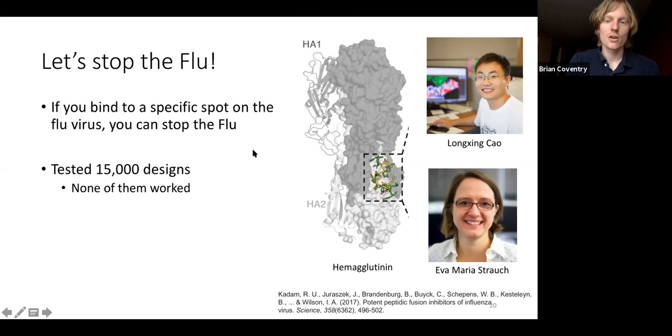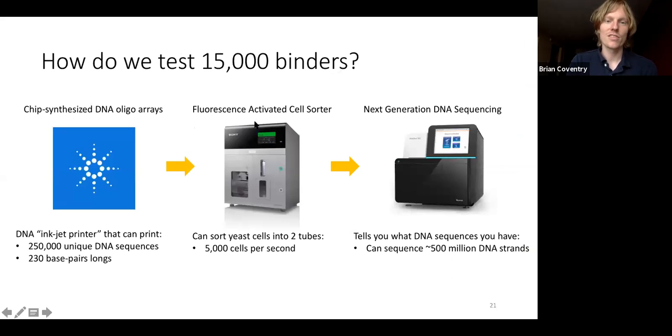And then just a quick step back, you might be asking, how do we test 15,000 binders? And I'm sure with the protein group, you guys know about this. But as you know, we can synthesize DNA in a chip. We can order 100,000 sequences at once. You can transform those into yeast. We've got our cell sorter that can sort 5,000 yeast cells per second. And then we can thank the Human Genome Project for being able to sequence the DNA that came out.